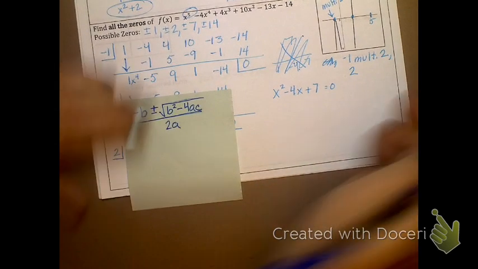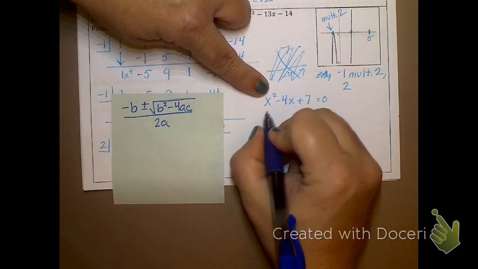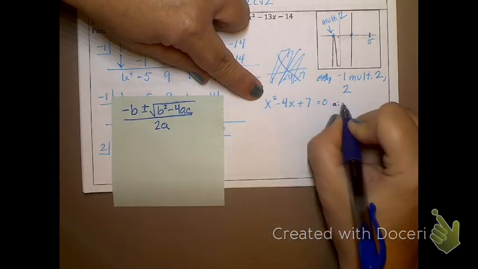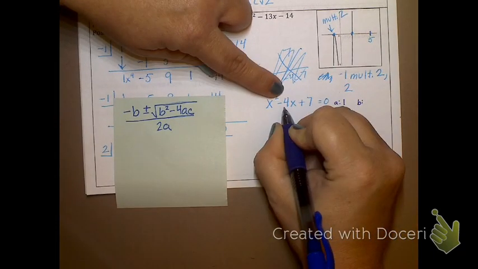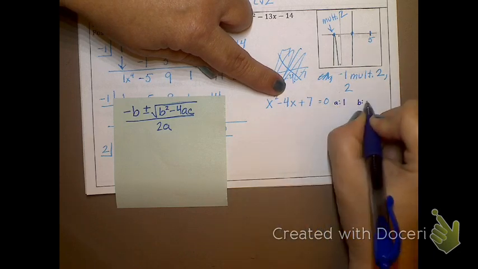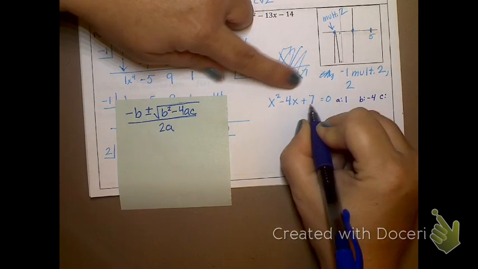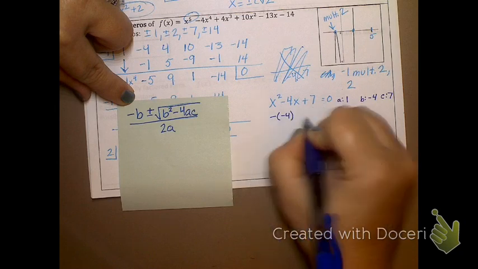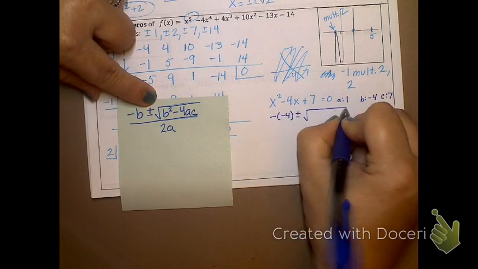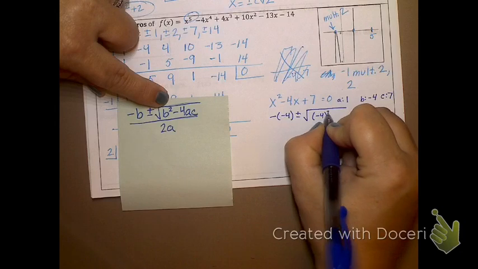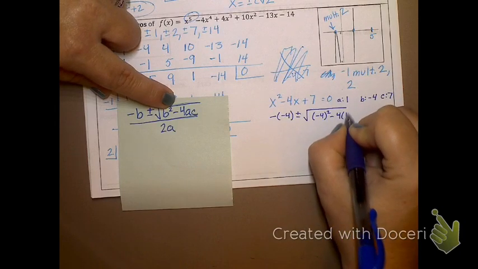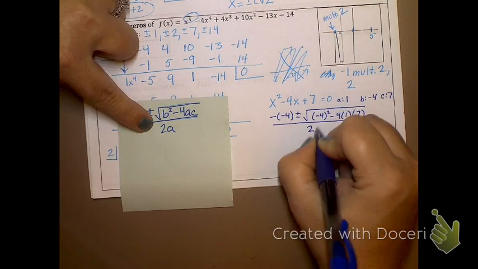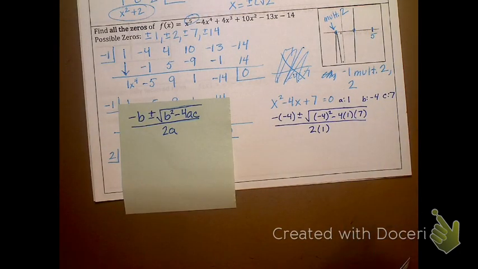Over 2a. Okay, so let's do that here. What is A? 1, right? What is B? -4. Thank you. And C is 7, and I'm plugging that into here. So -4 plus or minus the square root of -4 squared minus 4 times A times C all over 2 times A. And I'm going to simplify that.